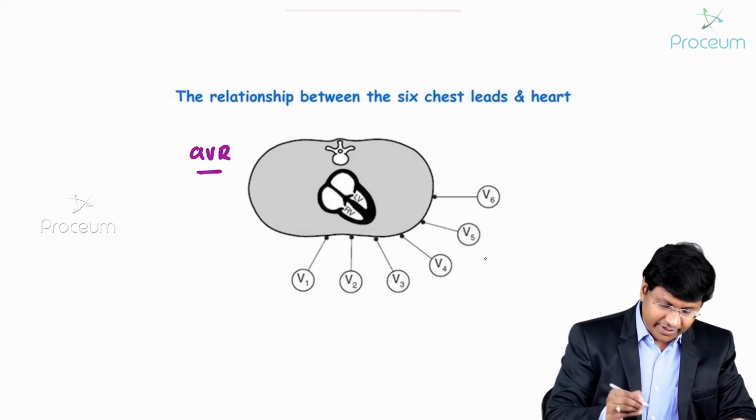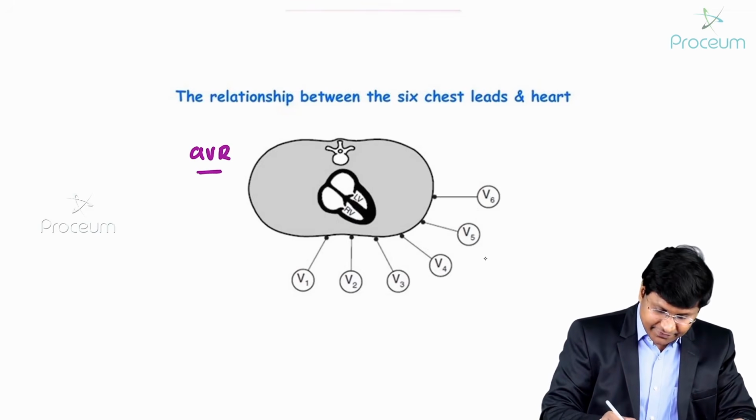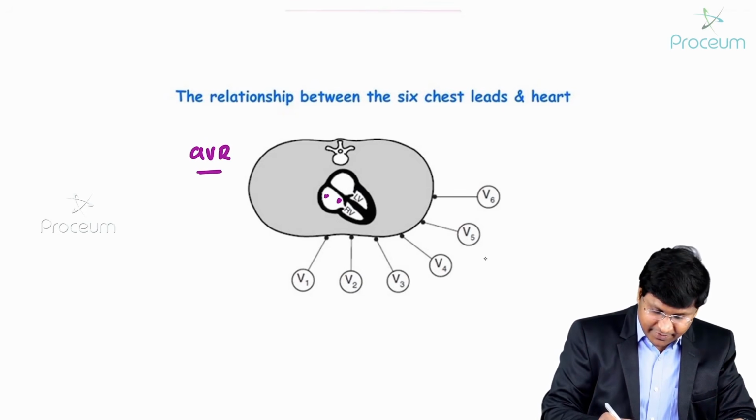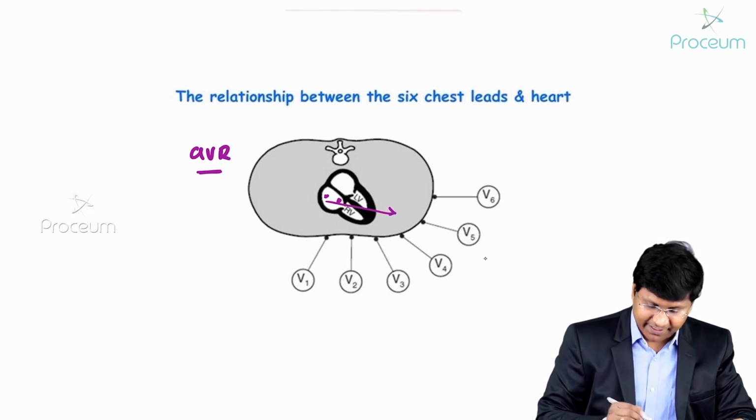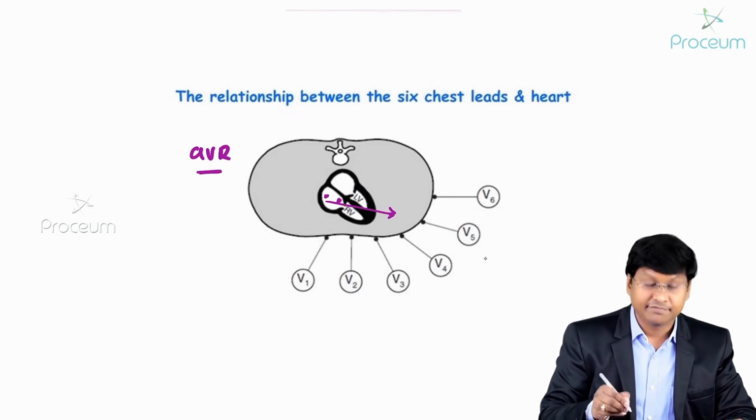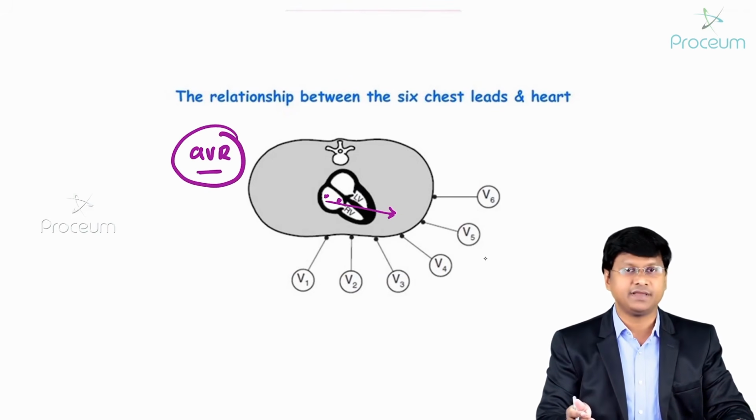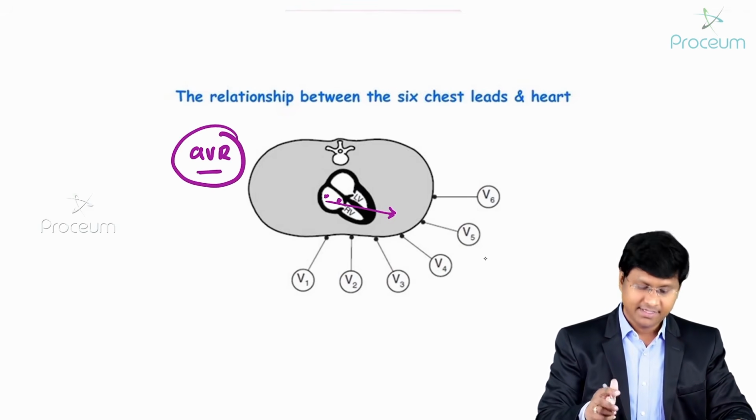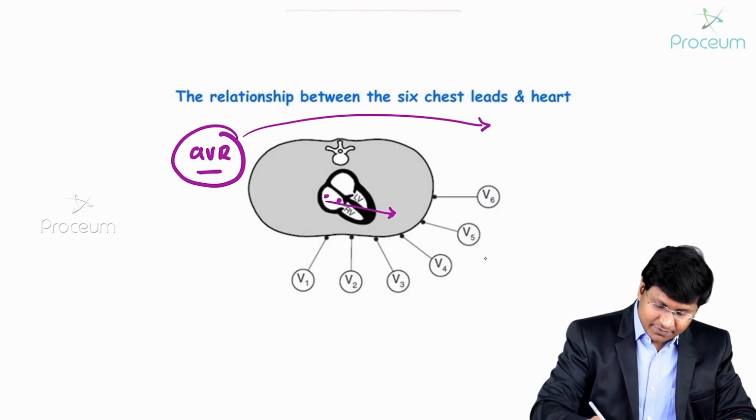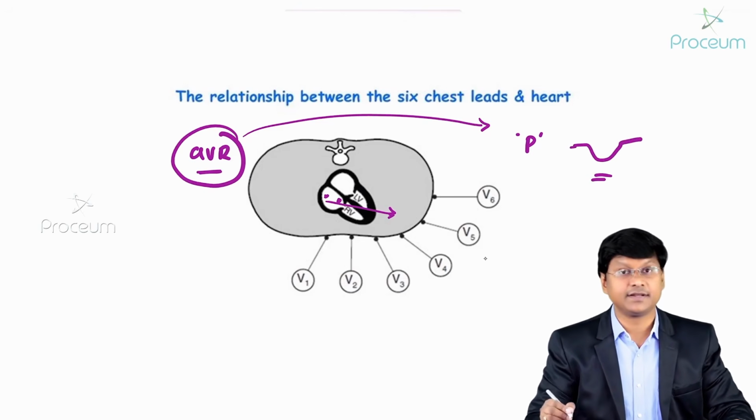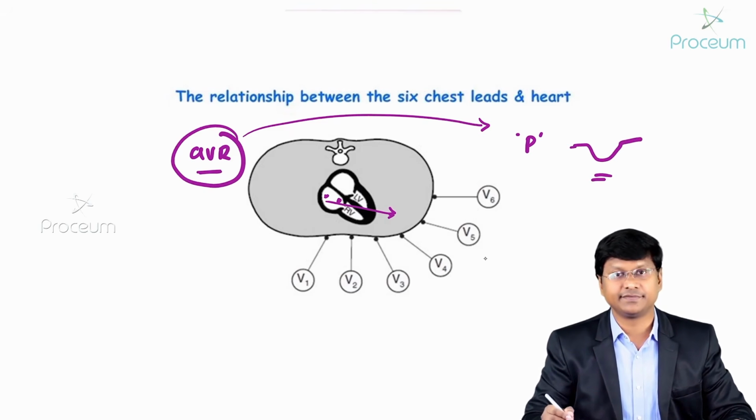And how does the wave of depolarization move? The wave of depolarization moves from the SA node and then the AV node. From here, the wave of depolarization will be towards the apex. That means the wave of depolarization is moving away from the AVR, and that is the reason why in AVR the P wave will be negative.